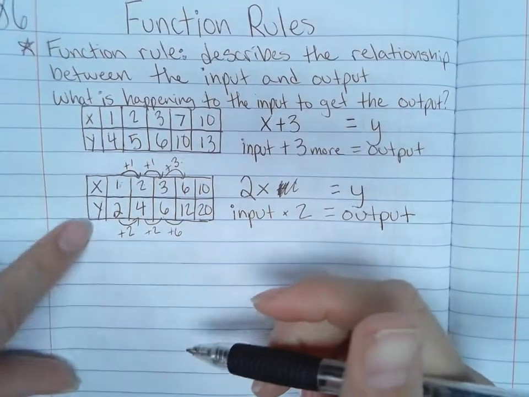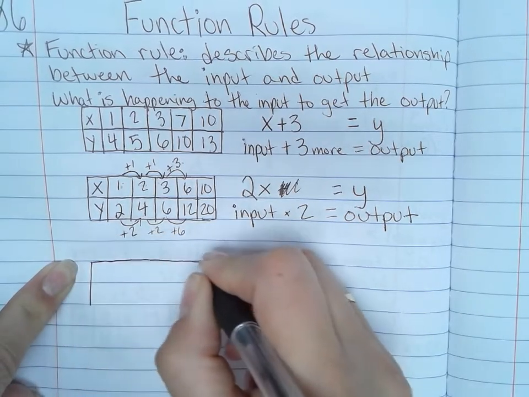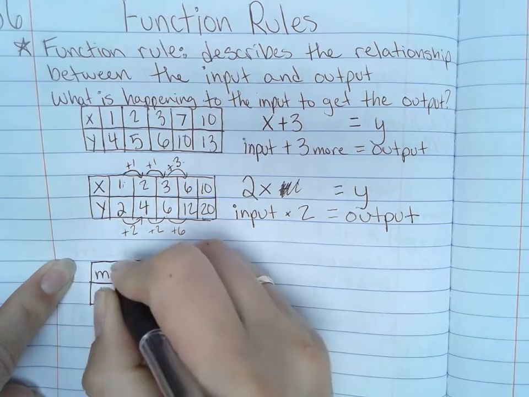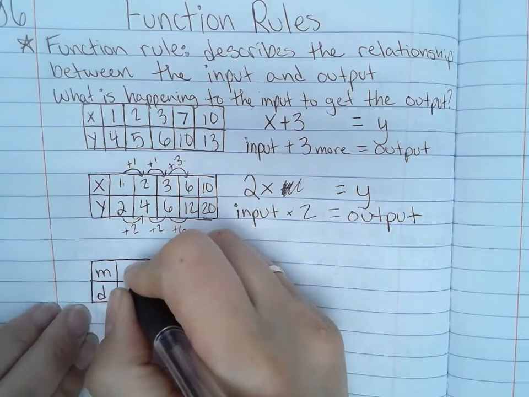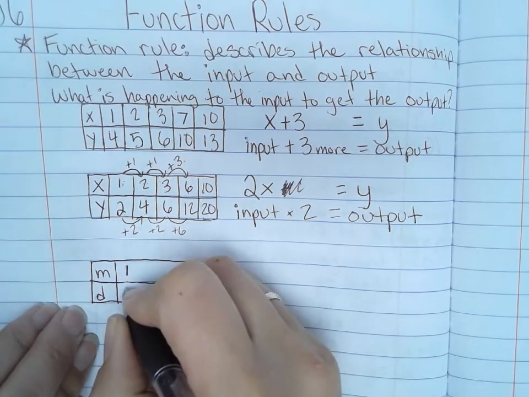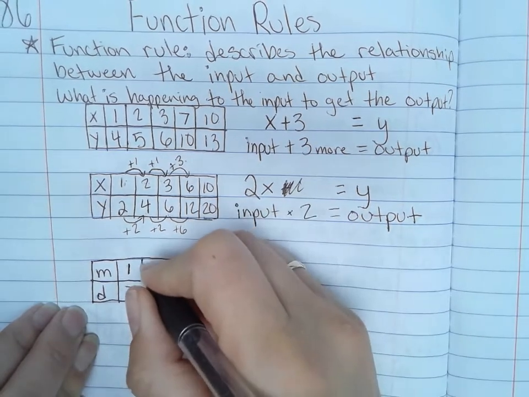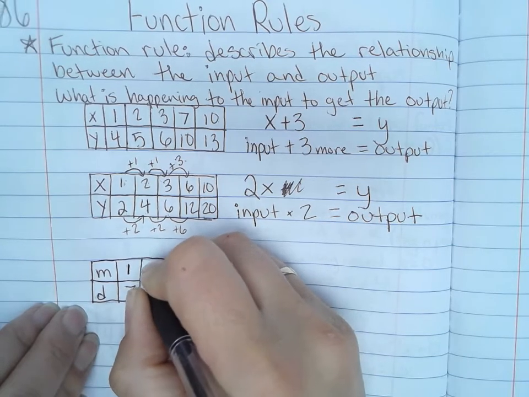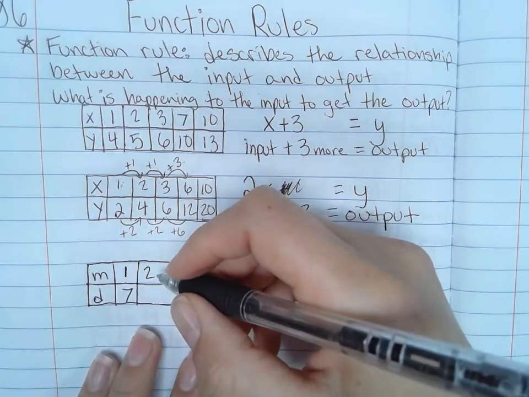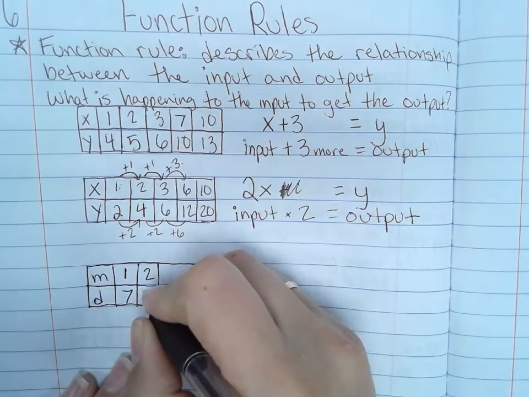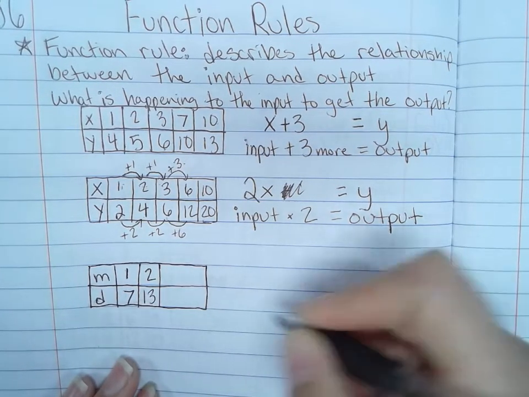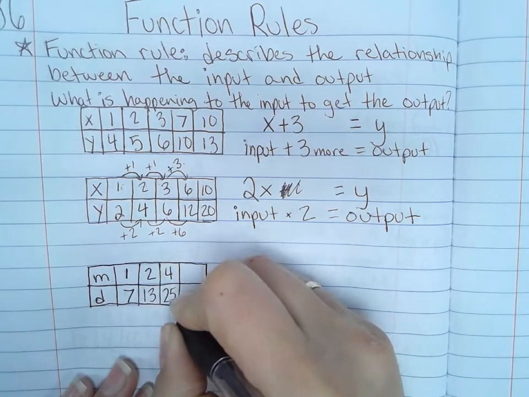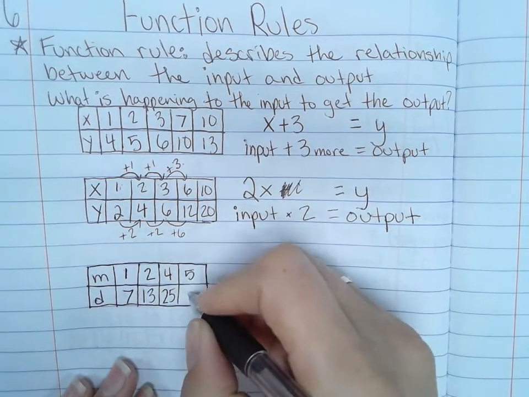Okay, let's skip 2 lines here, and let's write one right here, and let's do a different input and output. Let's do M and D. Okay, let's say my input is 1, my output is 7. Let's say my input is 2 and my output is 13. If I do 4, my output is 25. If I do 5, my output is 31.